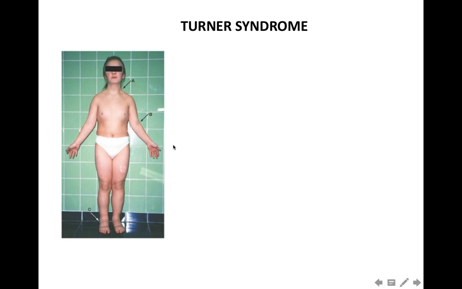The Turner syndrome has a phenotype of a female and have some characteristic features, like the webbing of the neck, the short stature. They are usually less than the 5th percentile, so they are quite short, and they have barrel-shaped chest.